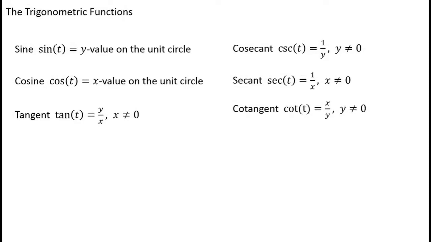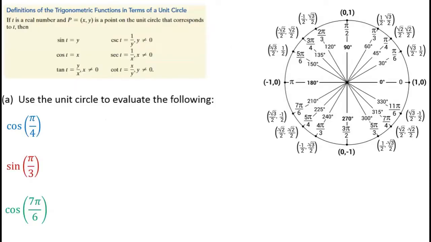Let me show you. So our first problem here: use the unit circle to evaluate the following. It says cosine of pi over 4. Now what are the things you need to know to do this problem? Let me get my highlighter out for you. First of all, I need to know how cosine is defined. I've got it highlighted up here for you on the unit circle. So it says cosine of t, which is pi over 4 in this particular case, is the x value. So I'm supposed to go to my unit circle and find the x value for pi over 4.